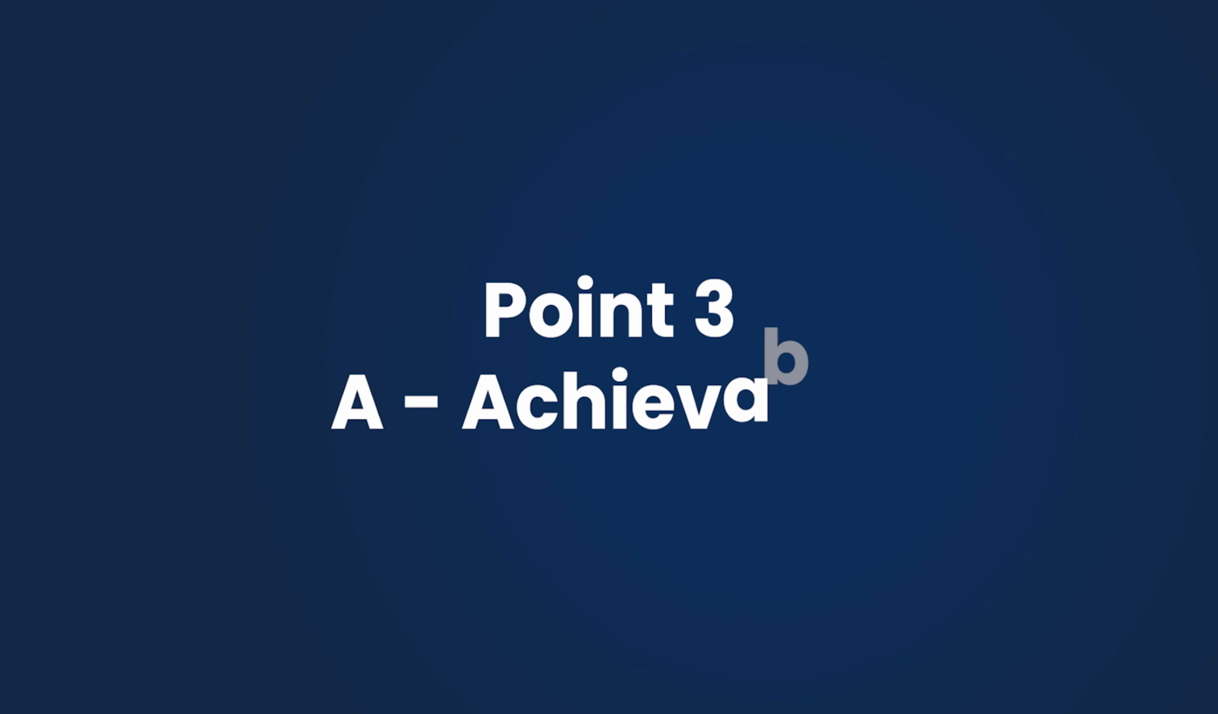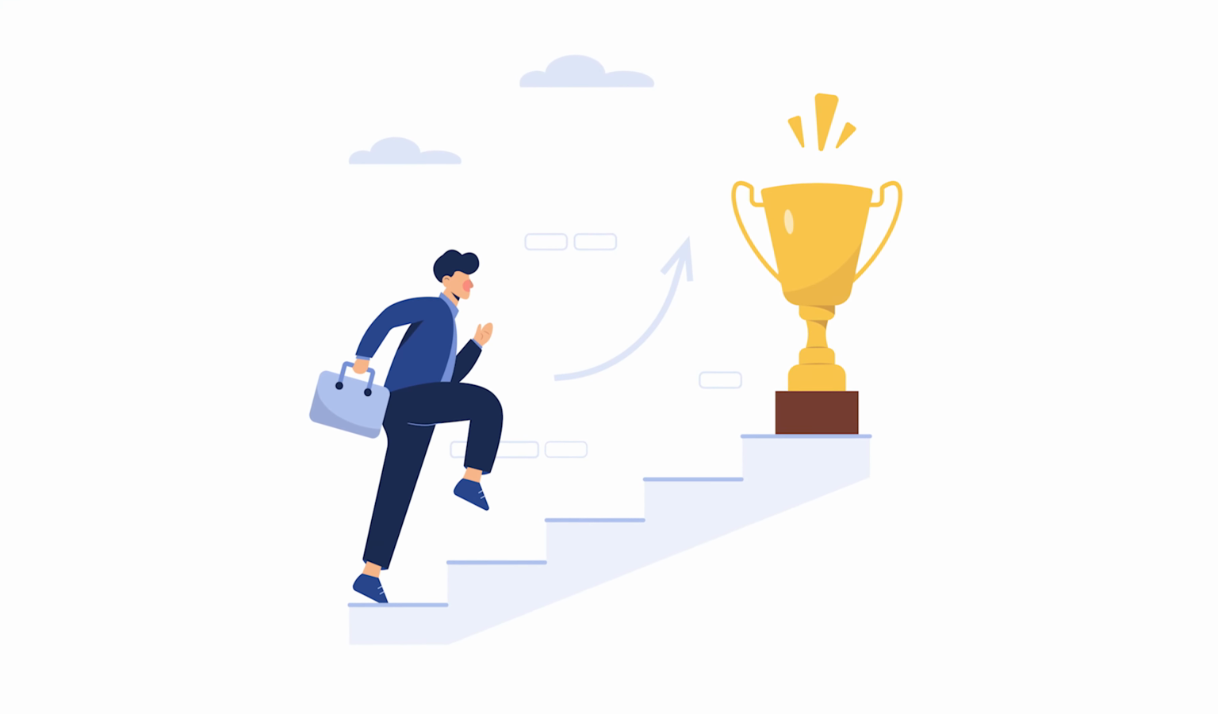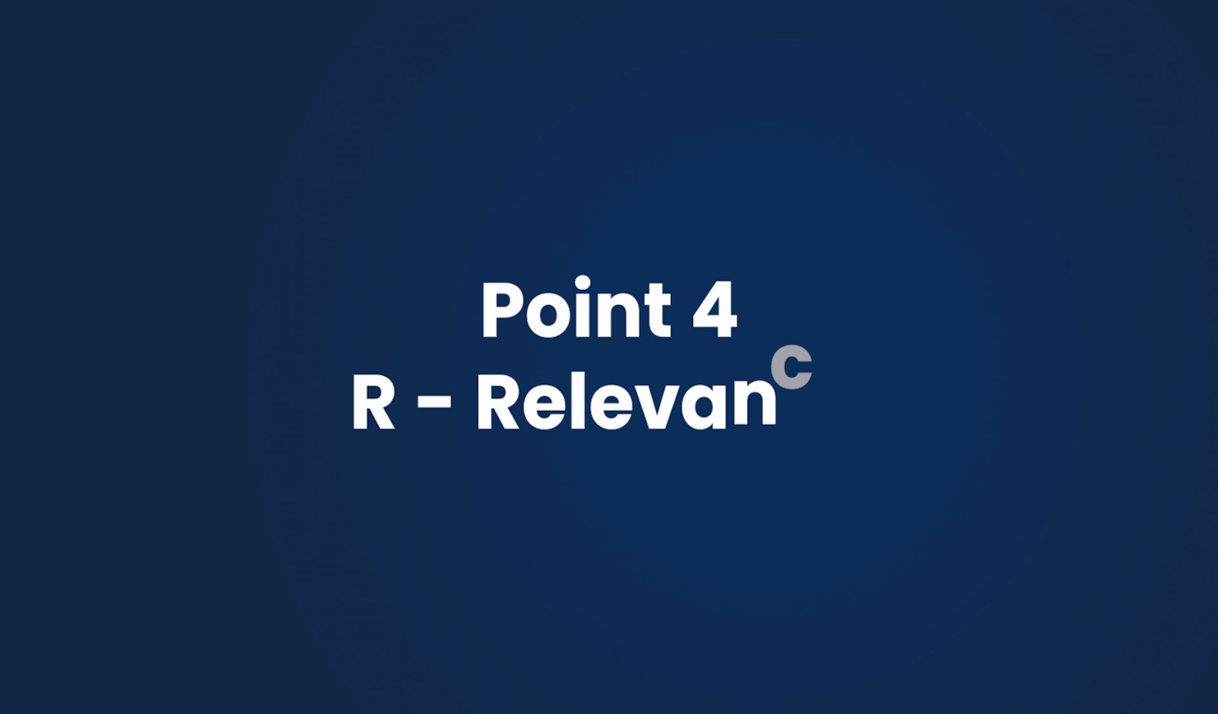Third point is achievable. So the goals that you are setting should be achievable. Let's say starting there might be smaller goals and once you start achieving them, you'll set slightly higher goals. So make sure that whatever goals you are setting, those are achievable and you think you will be able to achieve them.